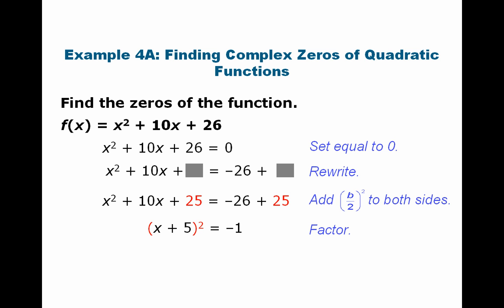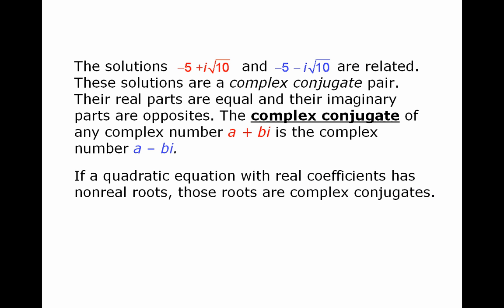Now we can take the square root of both sides. So we get x plus 5 equals positive or negative, don't forget that sign, the square root of negative 1, which is i. So then when we subtract 5 from both sides, we'll get x equals negative 5 plus or minus i. The solutions negative 5 plus i and negative 5 minus i are related. These solutions are a complex conjugate pair. So they're complex numbers. Their real parts are equal and the imaginary parts are opposite.